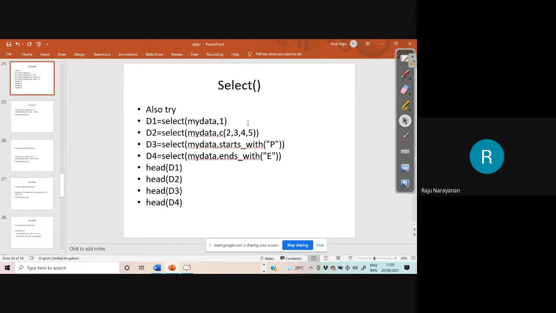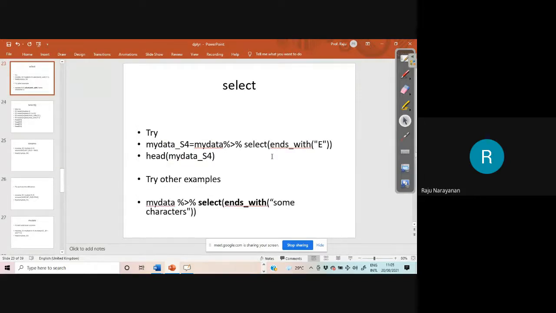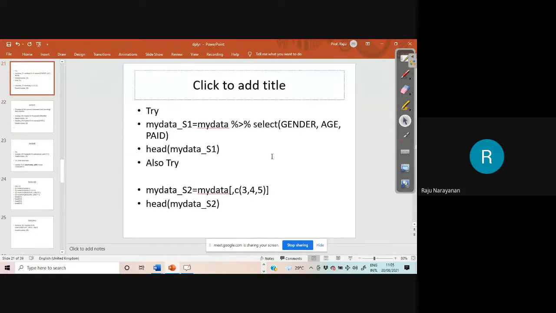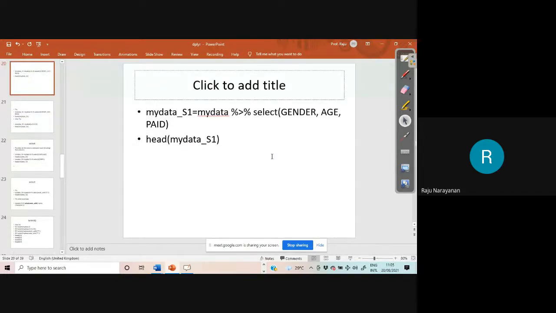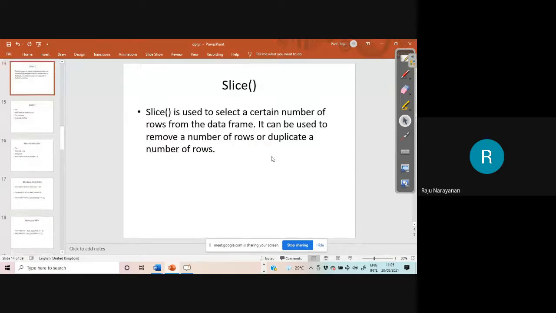Okay. Yeah, this is one selection. You can select variables starting with P, variables ending with E. So many things you can do. Okay, selection of variables. And I shall share this presentation, and you do that one. Max and min, all those things we have done.